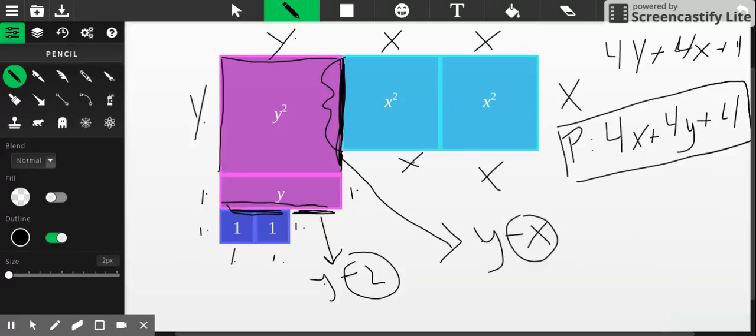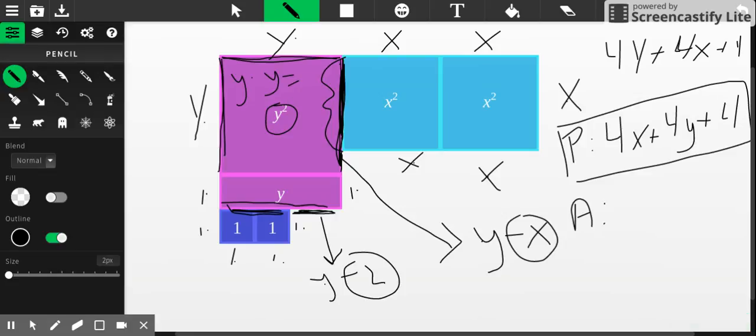Okay, area is a little bit easier. You can see that the area is already marked in all of my squares. So let me just remind you how they got to these. This one has an area of y squared, and it is literally this side multiplied by this side. So y times y equals y squared.